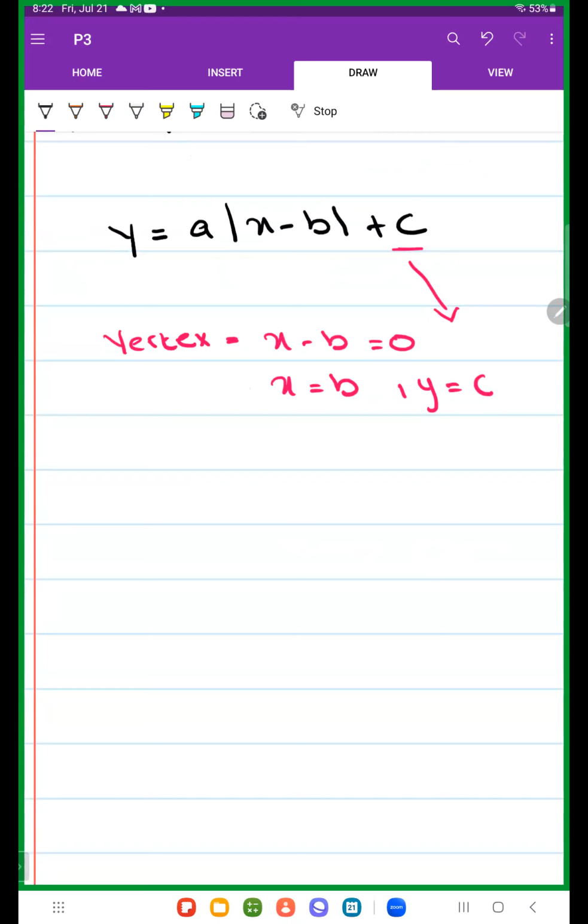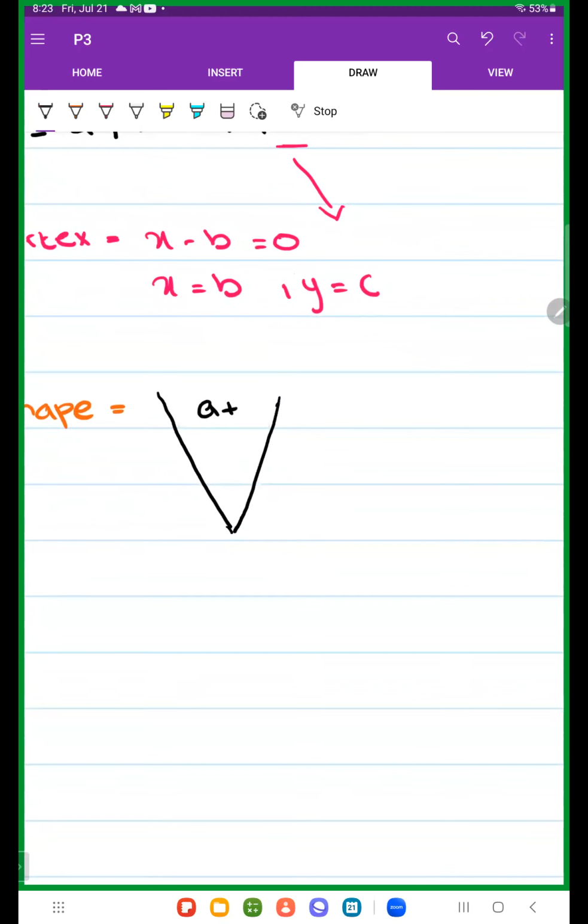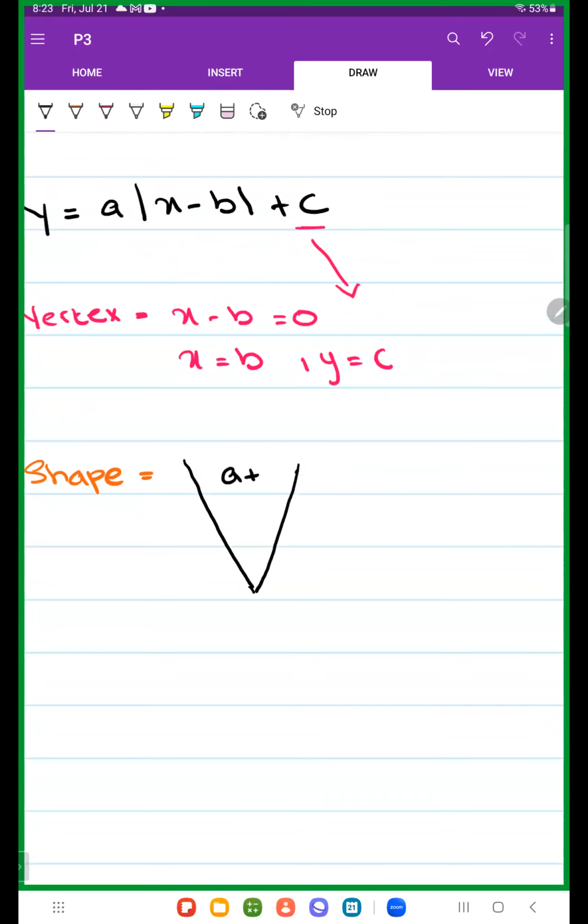Let's look at the shape of a modulus function. It turns everything negative into positive. So the shape will either be like this. If a is positive, the shape is like this. This is my a. And if a is negative, the shape will be like this.